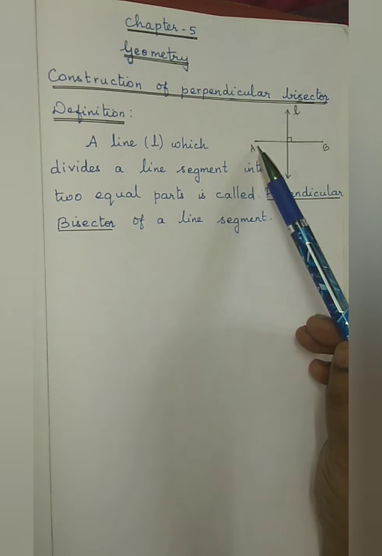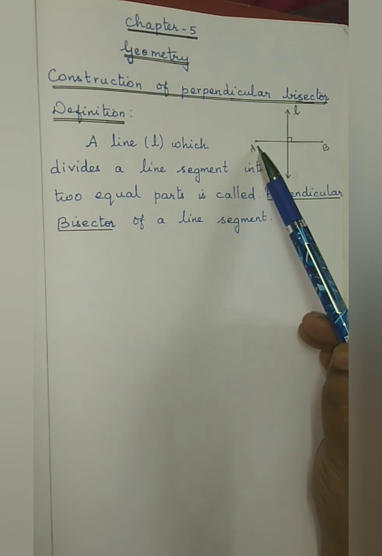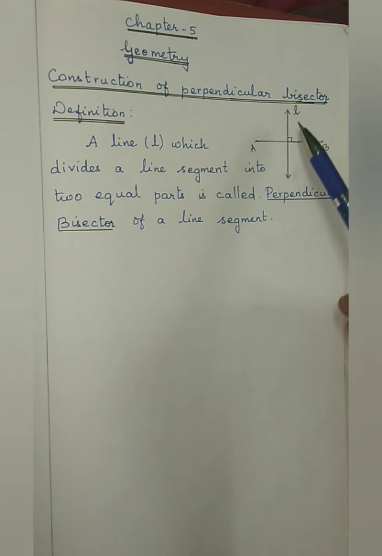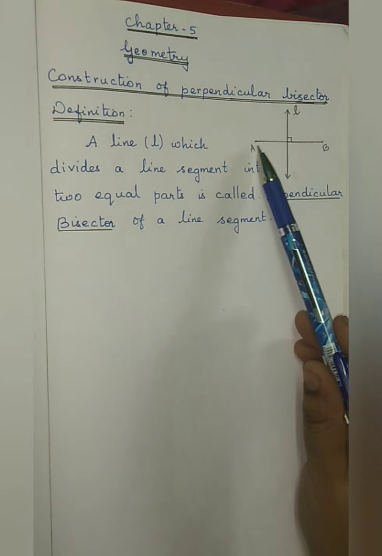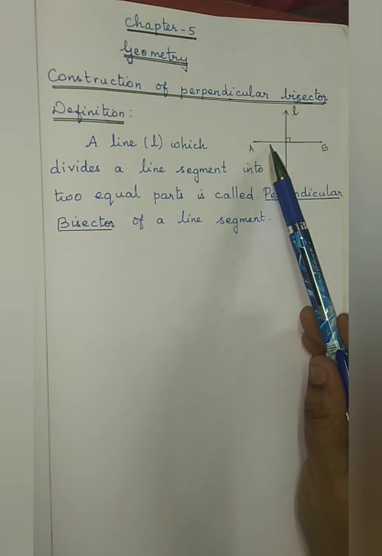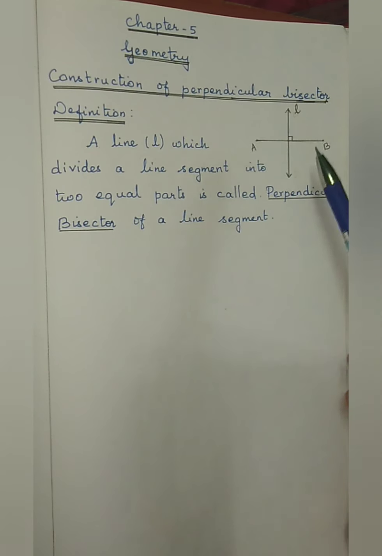So here AB is a line segment because it has two end points. So we call this AB a line segment. And here this line L divides AB into two equal parts. So the line L is the perpendicular bisector of AB. Let us see how to construct a perpendicular bisector.